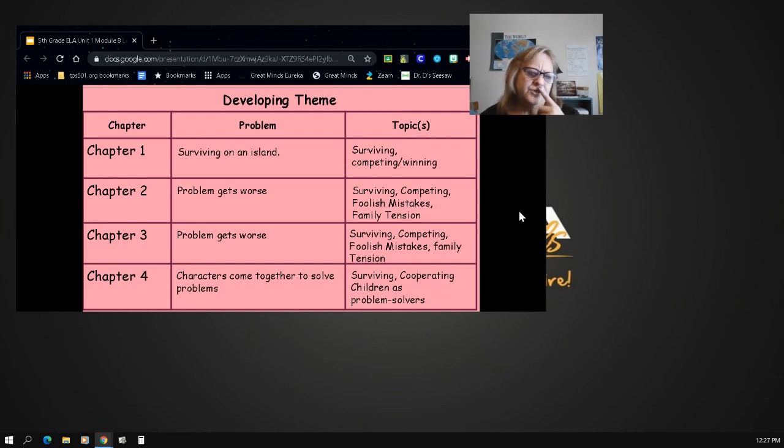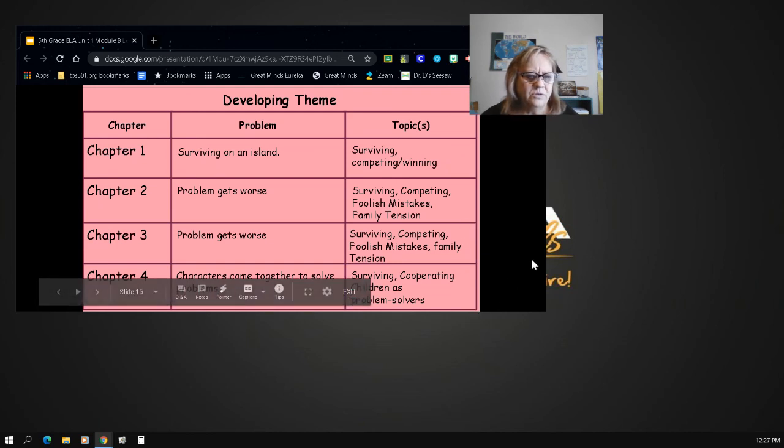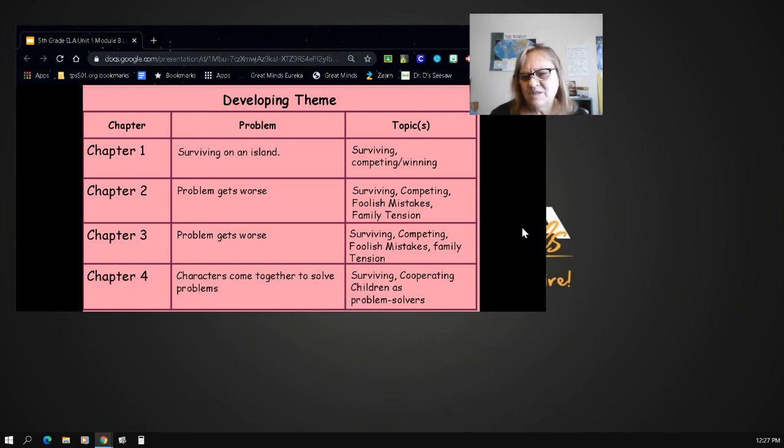Do you see a theme recurring? Let's look at the topics. What do you notice by looking at the problems and finally the solution? And especially how the characters respond to the challenges. We do see a theme emerging, don't we?